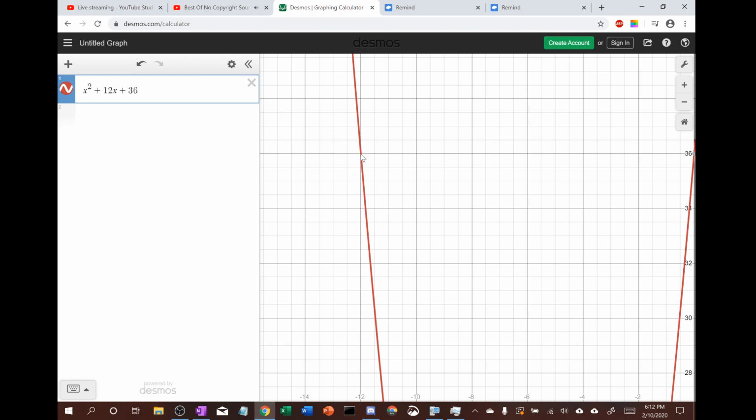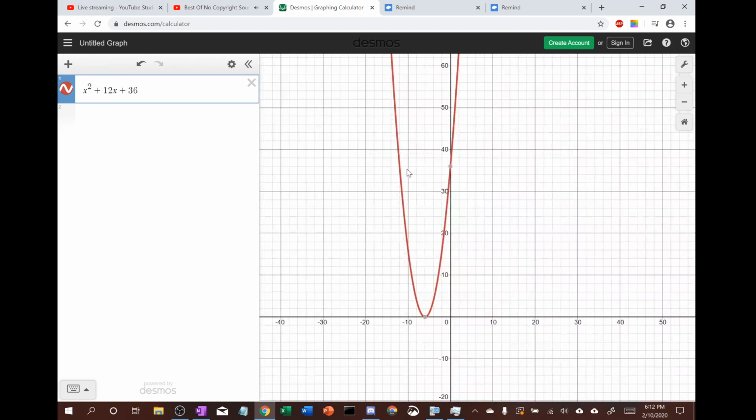-12, 36. Okay, so what that is, you've got the y-intercept, and then you just look, you have this other point here. I wish I could get it to stay. I think I know how to do that. Hang on.